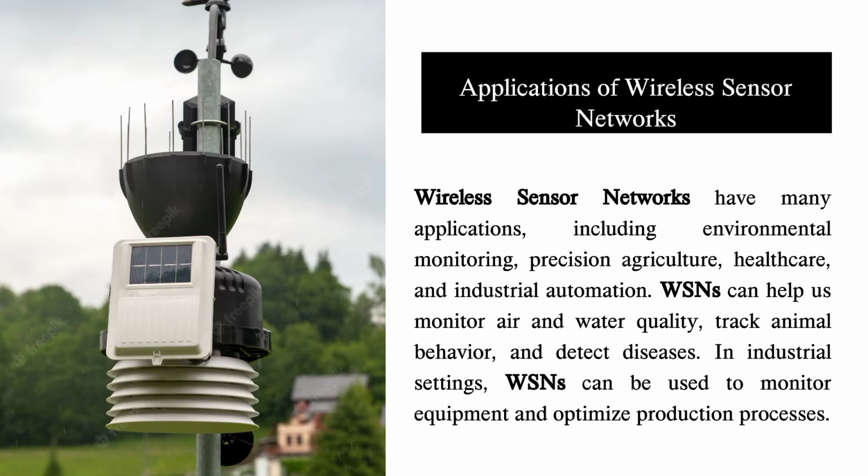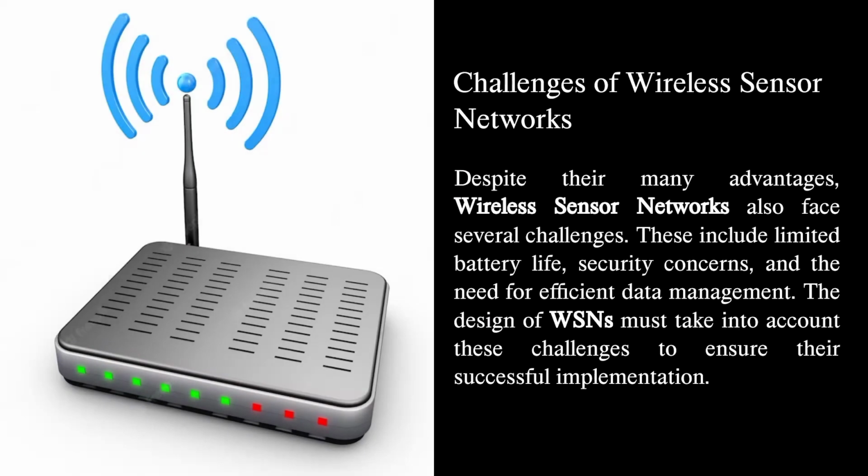Wireless sensor networks can also help us monitor air and water quality, track animal behavior, and detect diseases. In industrial settings, they can be used to monitor equipment and optimize production. Now see what the different challenges of wireless sensor networks are. Despite their many advantages, wireless sensor networks can also face several challenges, such as limited power supply.